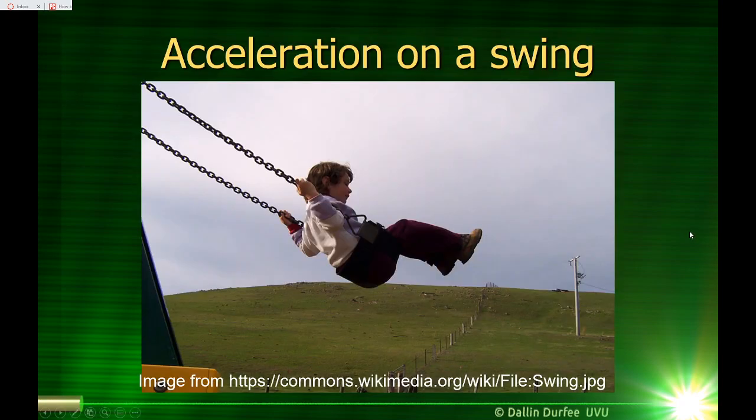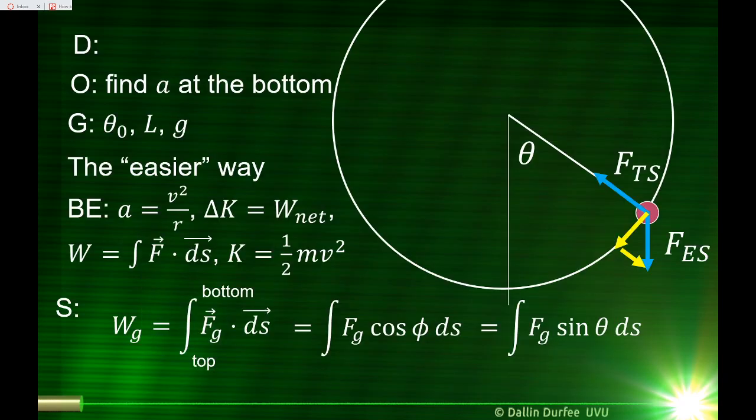Now let's look at the swing problem. As you recall, last time we said we wanted to find the acceleration you feel at the bottom of a swing. And so we drew our diagram and said we start out at some angle and then we swing down, and we're going to say that the angle theta is just the angle from the vertical that the chain on the swing makes with respect to the vertical. And we said our goal is to find acceleration at the bottom.